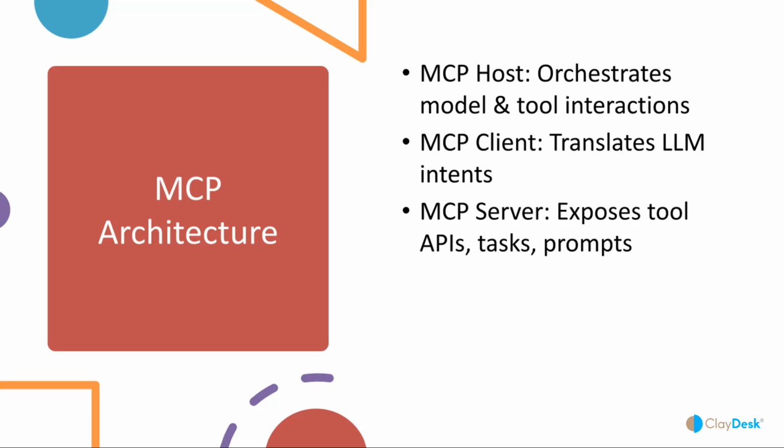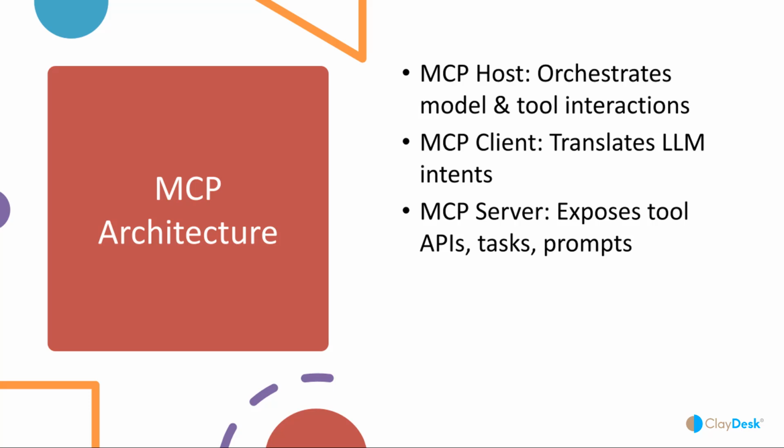Now, as far as the client is concerned, the client acts as a translation layer, right? It enables the LLM via the host to interact with an external system in a normalized and schema-driven manner. It translates LLM intents, which are often JSON requests, into structured calls to the underlying MCP server, and the clients maintain one-to-one connections with the MCP servers. So we have the host down, we have the client down.